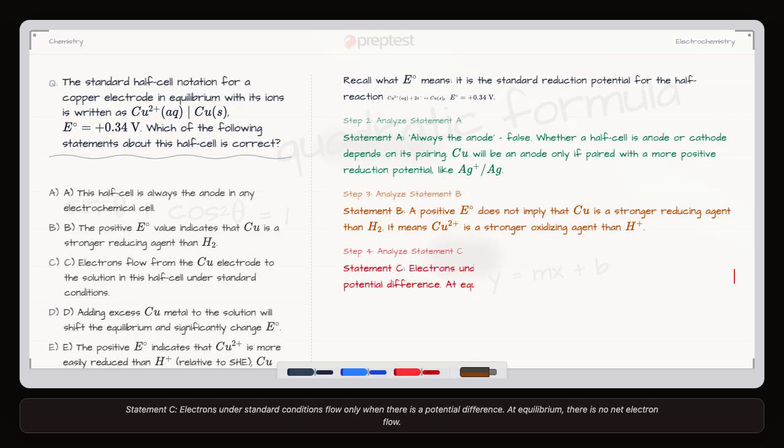Statement C: electrons under standard conditions flow only when there is a potential difference. At equilibrium, there is no net electron flow.